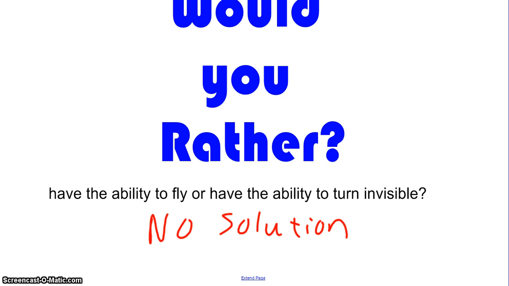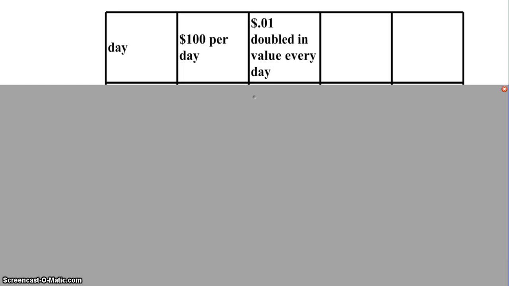Moving on. Next question. Would you rather have $100 a day or 1 cent the first day and then doubled every single day for a month? When we're saying month, we're going to talk about an average 30-day month. So pause the video, think about which one you would have, unpause when you're ready to check your work.